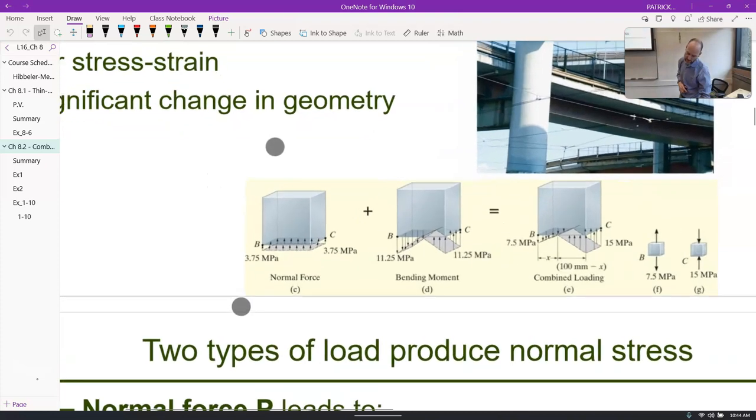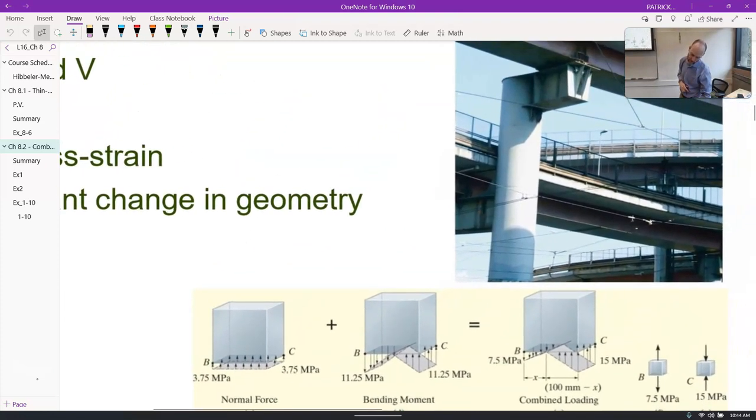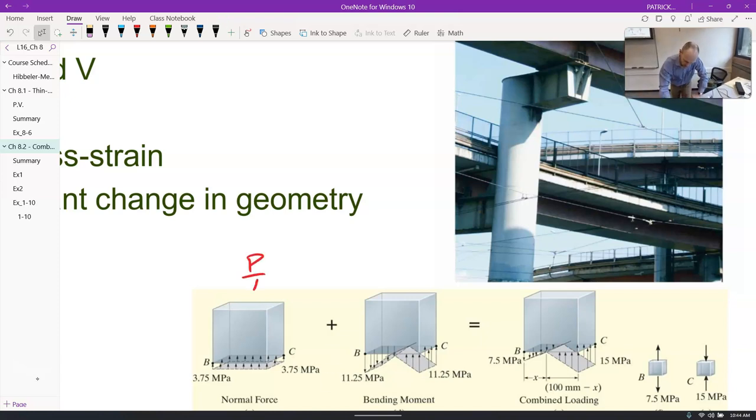To analyze this, you just break it into the two components. P over A component: you just have whatever that axial load is, that reaction under that girder, spread uniformly over the cross-section, P over A. So that's what we looked at in chapter 4.